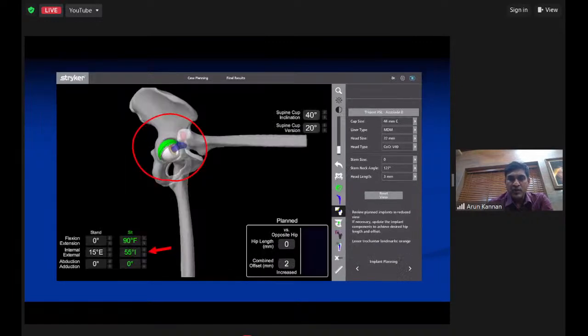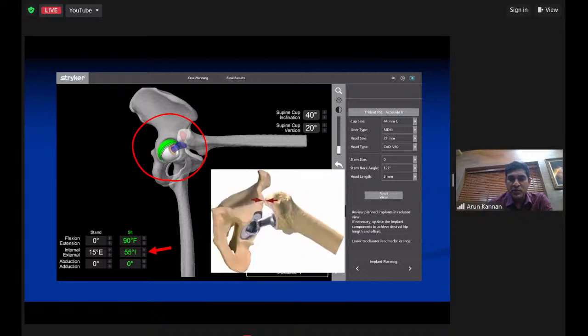Now with the Mako system, we can put her through a virtual range of movement. With 90 degrees flexion and 55 degrees internal rotation, she was having an extra-articular impingement, what Dr. Suri sir was referring to. The GT was going and hitting against the AIIS. So this is where we were looking for options to correct this. In this scenario, this is what was happening, the GT going and hitting against the AIIS.